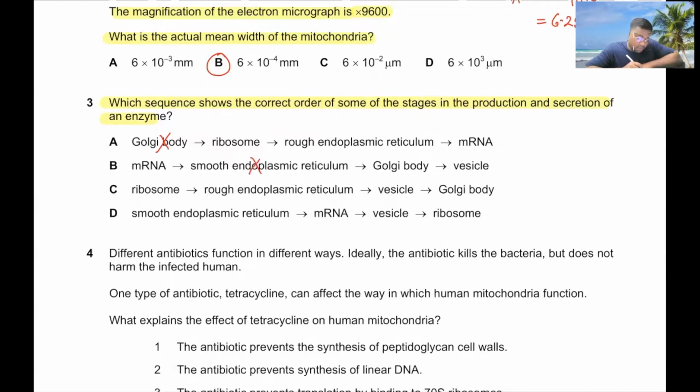It starts with the ribosome, then rough endoplasmic reticulum, then it packs into a vesicle, then it goes to Golgi body. Option C is a possible correct answer. Smooth endoplasmic reticulum and then to mRNA. No, this is also wrong. So option C for question number 3.